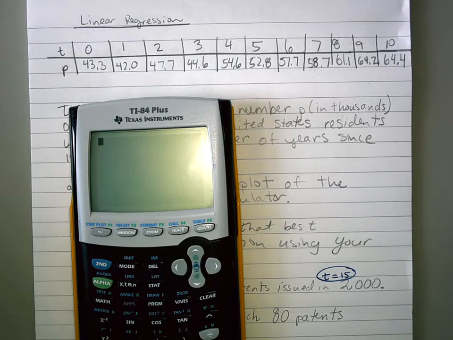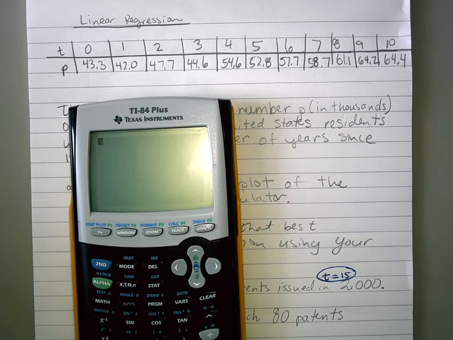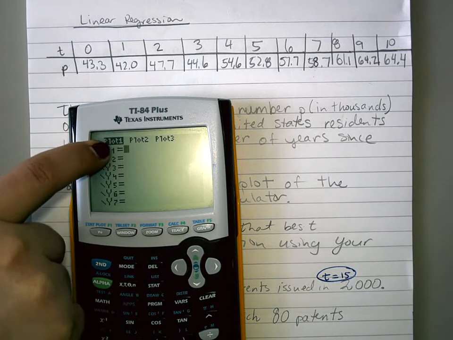First, before we start the scatter plot, we need to set up our calculator so that the window and the plots are set up so that we can actually see the scatter plot on our graph and we don't have any errors. So the first thing you want to do is in y equals, you want to make sure that all of the equations are cleared out. You also want to make sure your plot 1 is on.